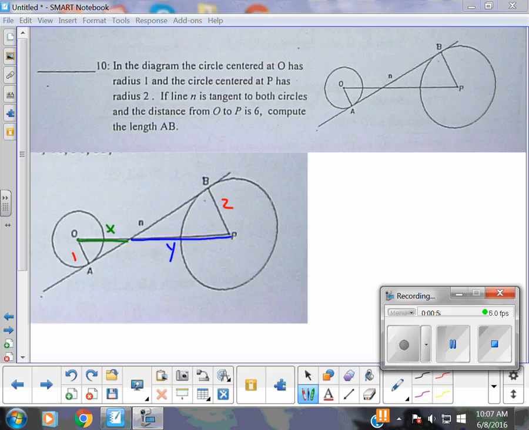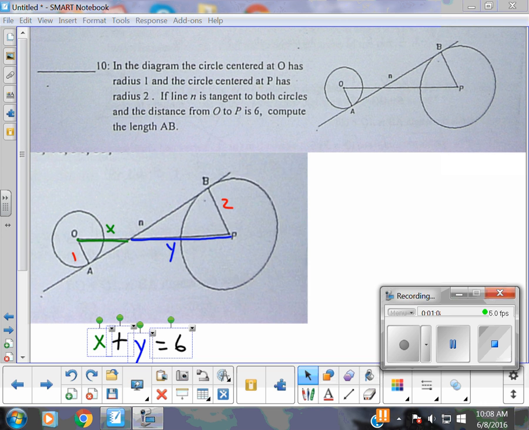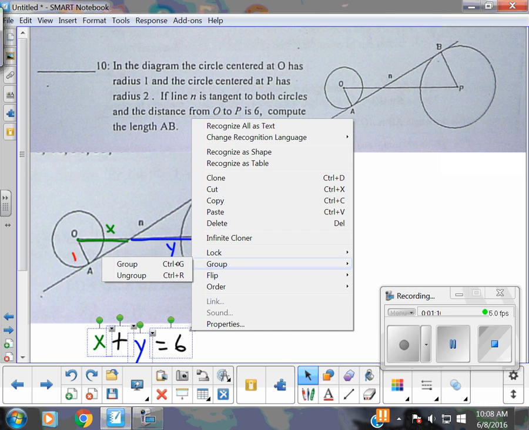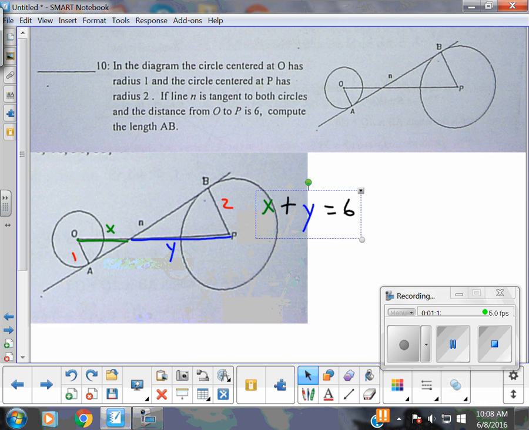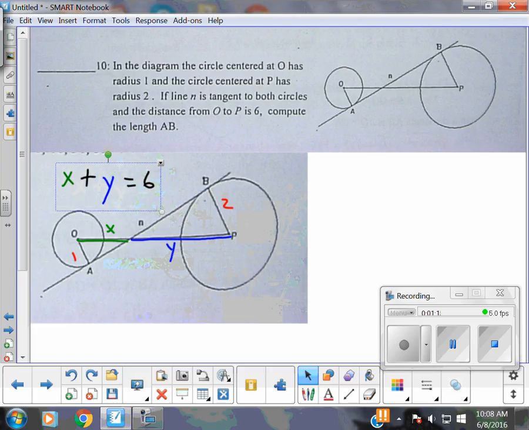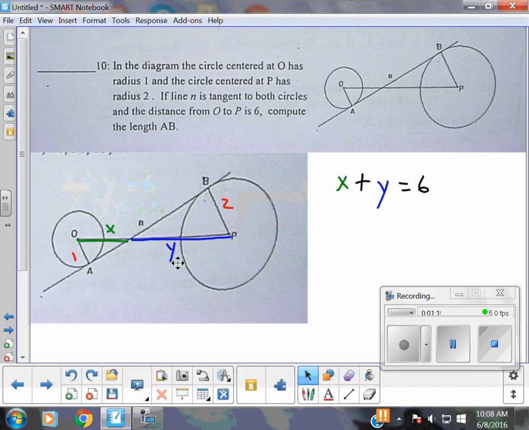And I know for a fact that X plus Y equals 6, because they gave us that, alright? So that's one of the equations I have to relate those two. And it doesn't want that, it wants the length of AB. Alright? So I have X plus Y equals 6, and maybe I keep that here.